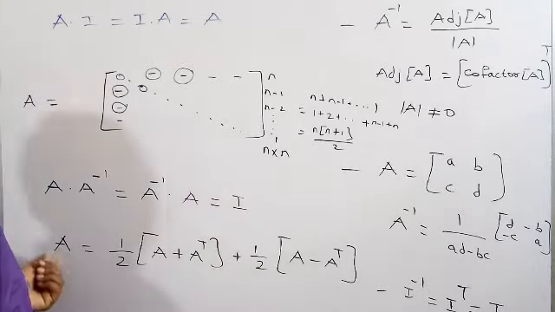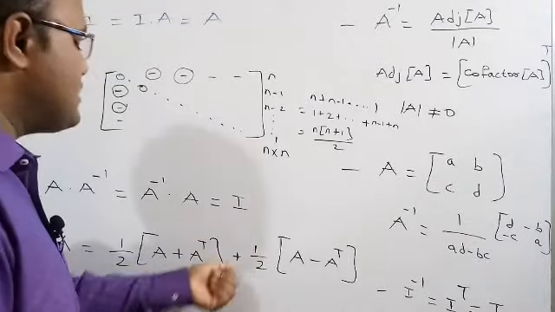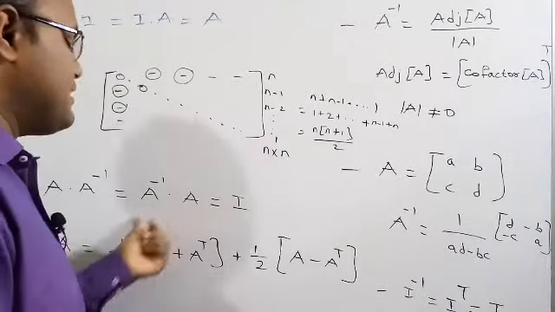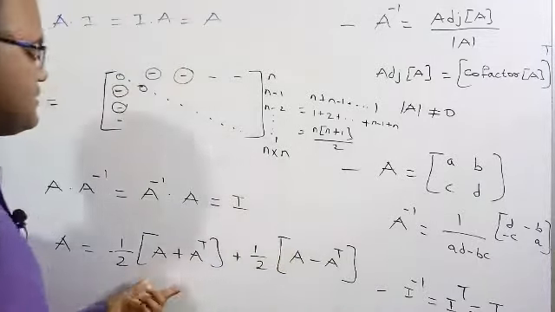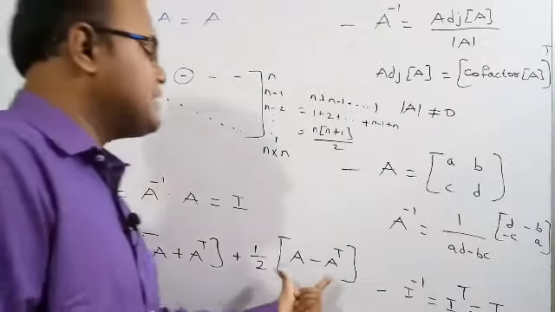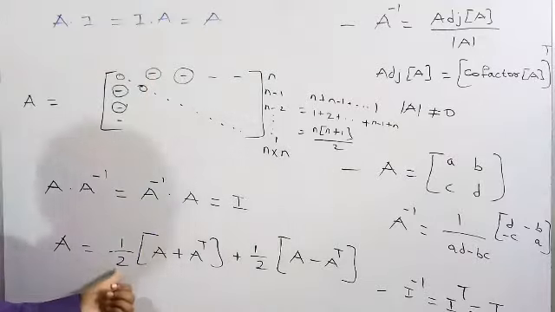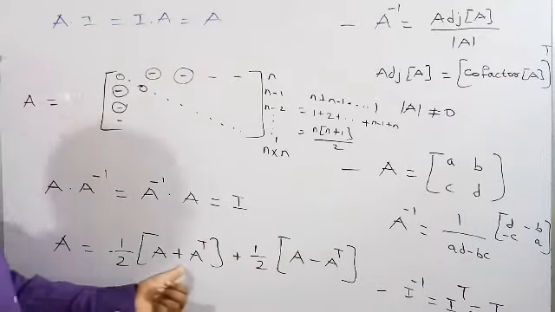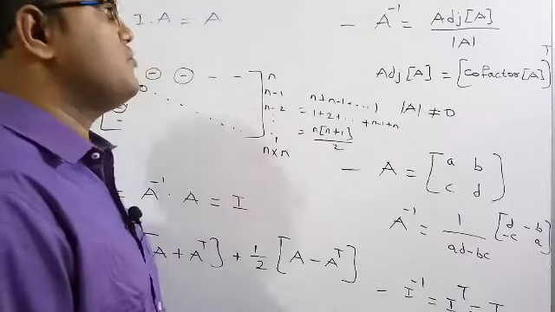Any square matrix can be split into the sum of two matrices: one is called a symmetric matrix and the other is called a skew symmetric matrix. This means the first matrix satisfies the symmetric property and the second satisfies the skew symmetric property. The formula for the symmetric part is half of A plus A transpose, and the skew symmetric part is half of A minus A transpose.